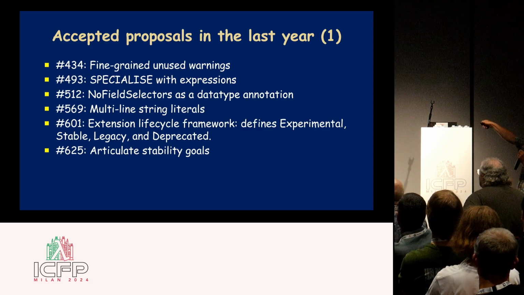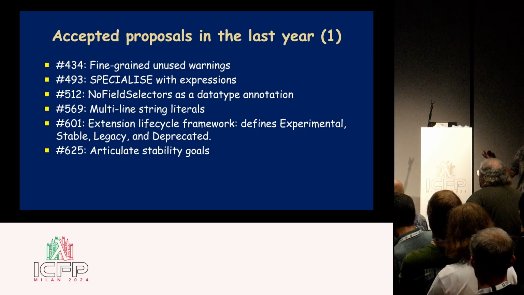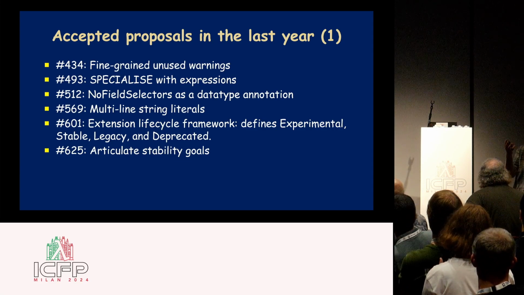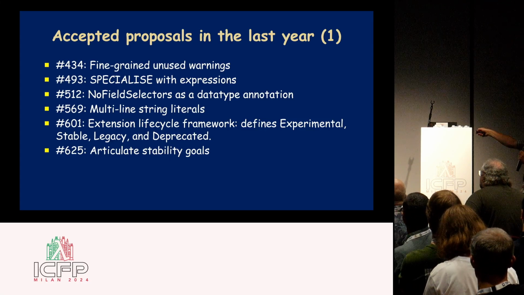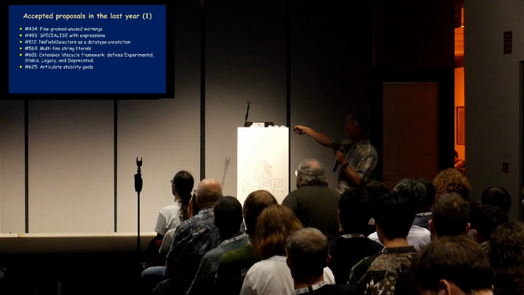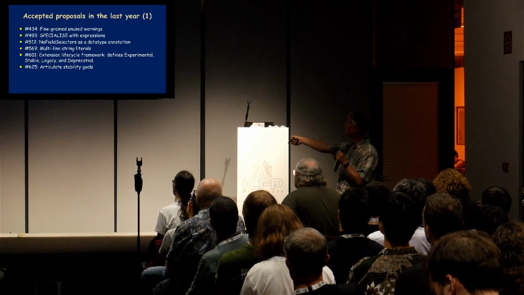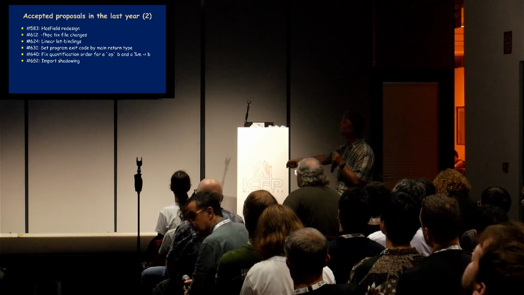Specialized with expressions we talked about. No field selectors. This just says you can not generate field selectors for a data type declaration with field names, and you can do that on a per data type basis. Multi-line string literals we talked about. This part, extension lifetime framework, we'll come back to when we talk about stability and articulating stability goals. I'll talk about that in a second.